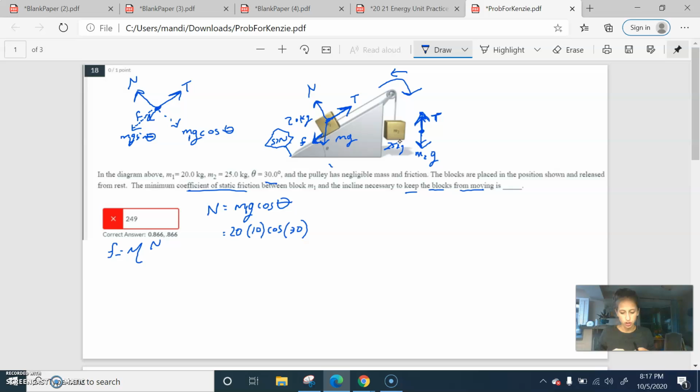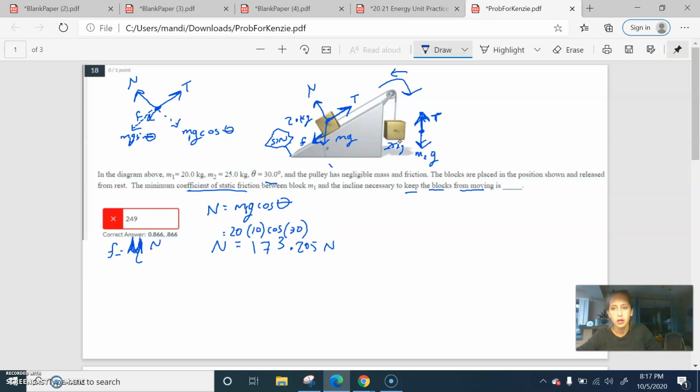Cosine 30, make sure you're in degrees, not radians. Times 20 times 10. Okay, so I got a normal force is equal to 173.205 newtons. What is the coefficient of static friction? Coefficient of friction is a weird way to say mu, or like, I think you've been drawing a letter U.